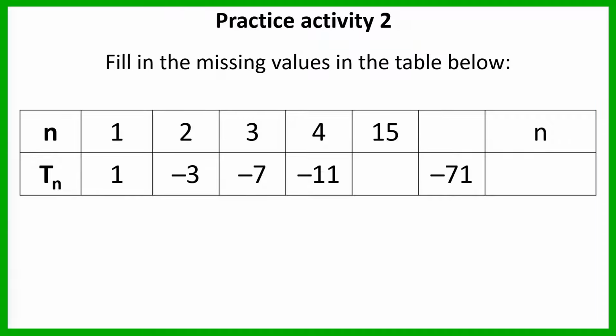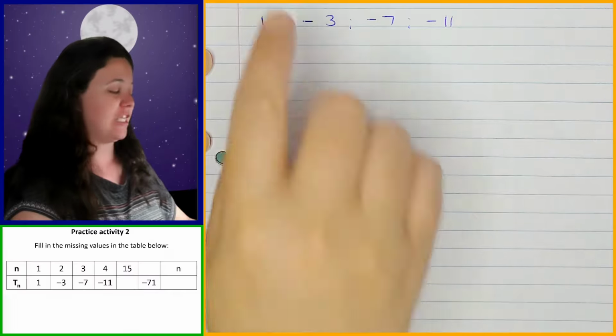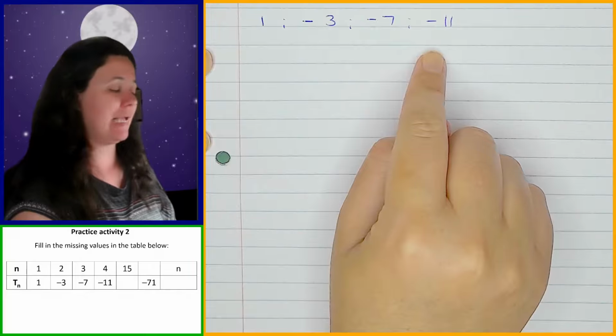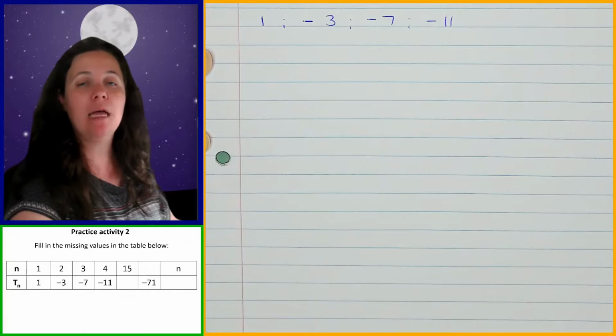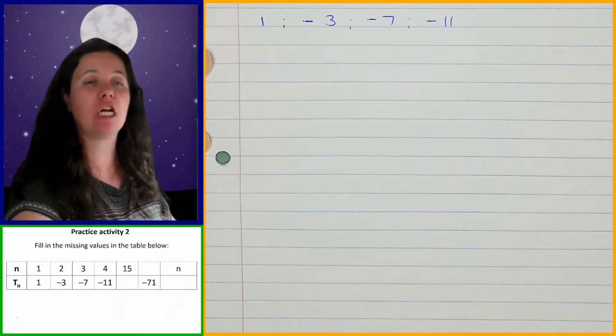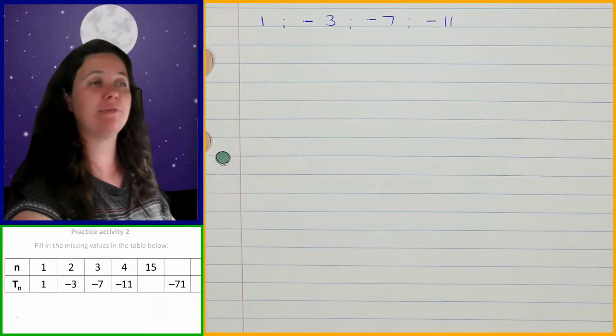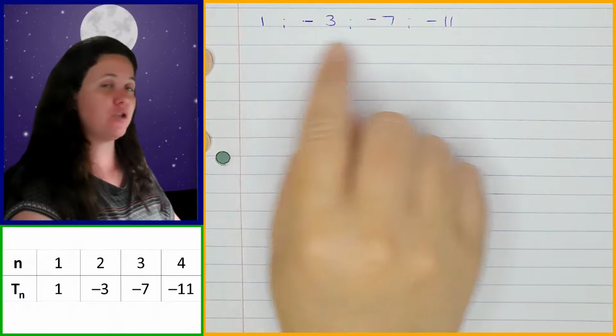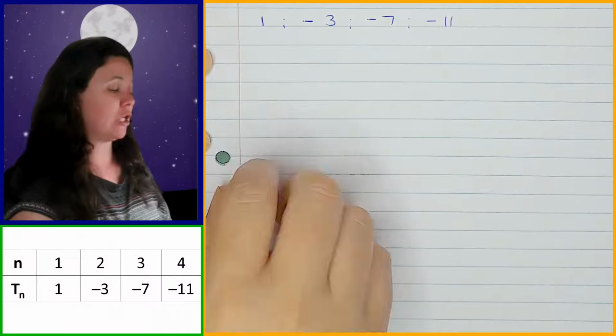Okay, so let's go through that and see what you should have got. Here I've written my pattern as a sequence using the values from the table. I'm going to start off by finding out what the rule is, because that's going to help me to work out the other two missing values as well. So I'm using these first four values that they gave me to work out what the rule is.